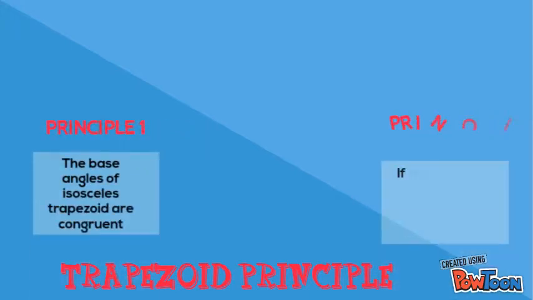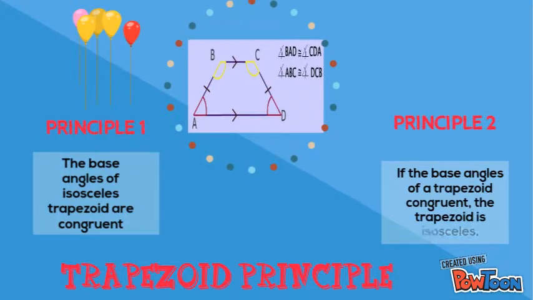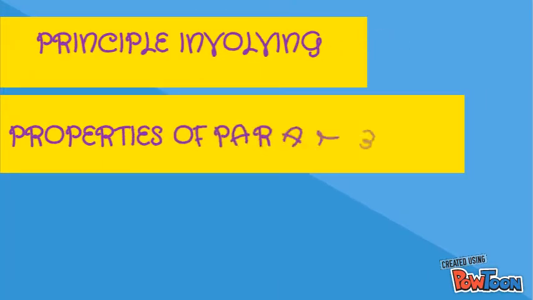Principle 1. The base angles of an isosceles trapezoid are congruent. Principle 2. If the base angles of a trapezoid are congruent, the trapezoid is isosceles. Principles involving properties of parallelograms.